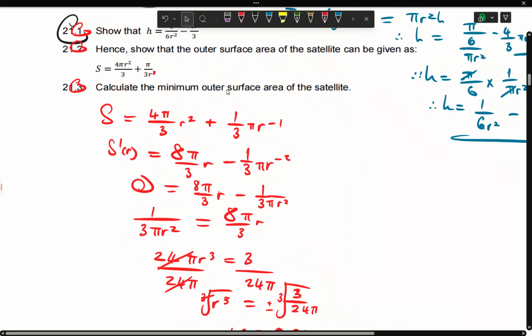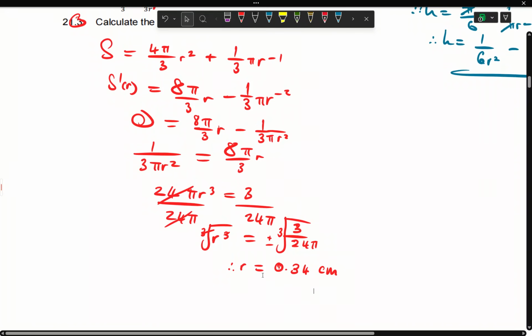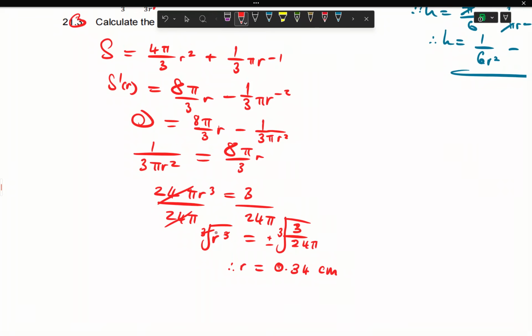So let's see what the question asks. Calculate the minimum outer surface area. So they were not looking for the value of r. We have to take this back into the surface formula, which is the original formula there. It means the surface area is now a function of r. So let me first write this down: 4 pi all over 3 r squared plus 1 all over 3 pi r.